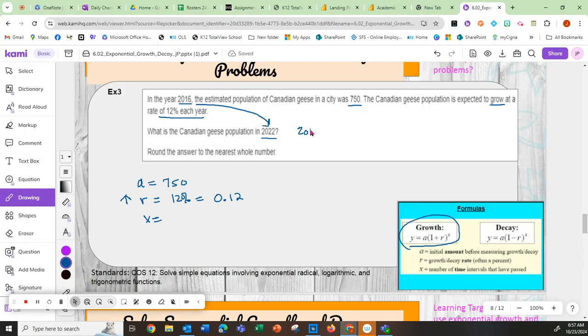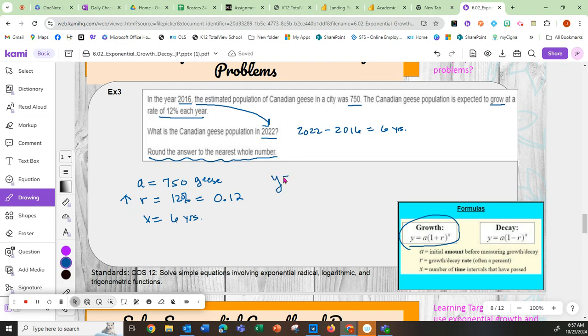So you can do that in your head. If not, you'll do 2022 minus 2016, and that's going to give you 6 years. So in this problem, they don't just come out and tell you exactly how many years have passed. They make it a little bit harder for you, and you have to figure that out. The directions say round your answer to the nearest whole number.